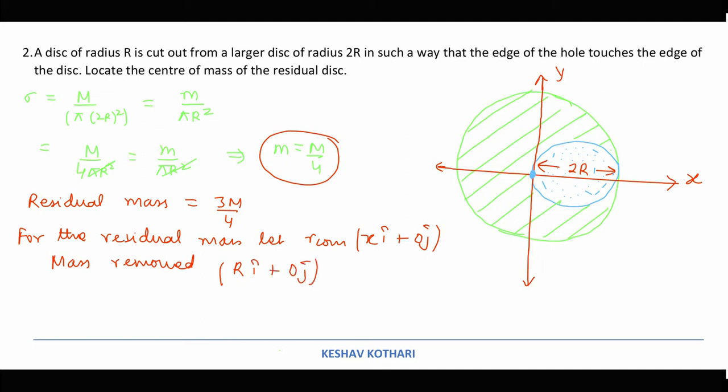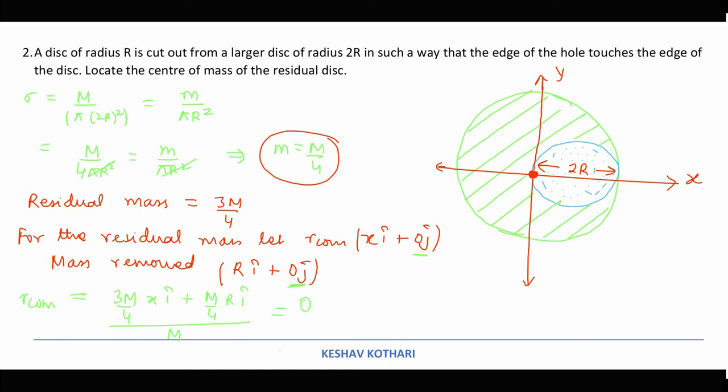So if I consider both of them combined, then the center of mass must come back to 0 comma 0, which is here. So then I can write the expression like this: the position of center of mass for both of this system is equal to 3m by 4 x i cap plus m by 4 r i cap, upon total mass, which is equal to m, must come to 0. So we are only solving the i cap portion, because the j cap portion will give us 0 value. So it implies that the shift in the center of mass of the system is along the x-axis direction.